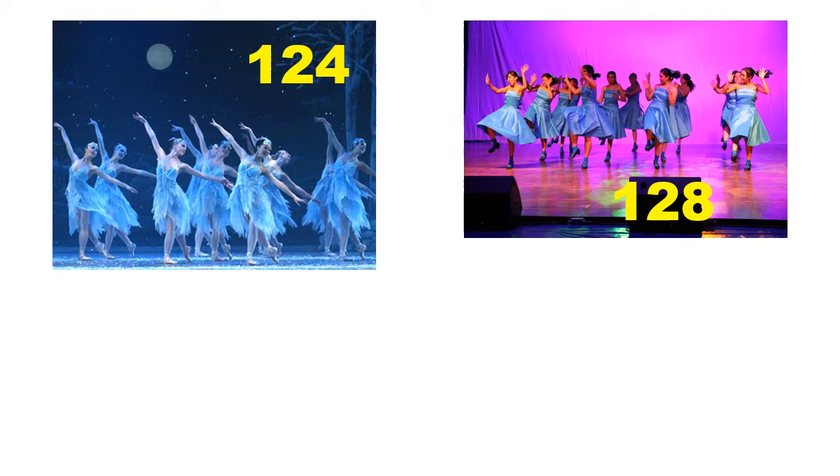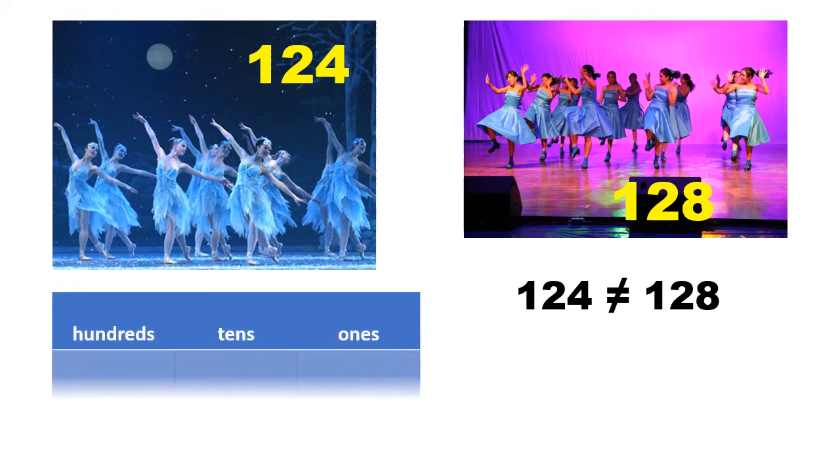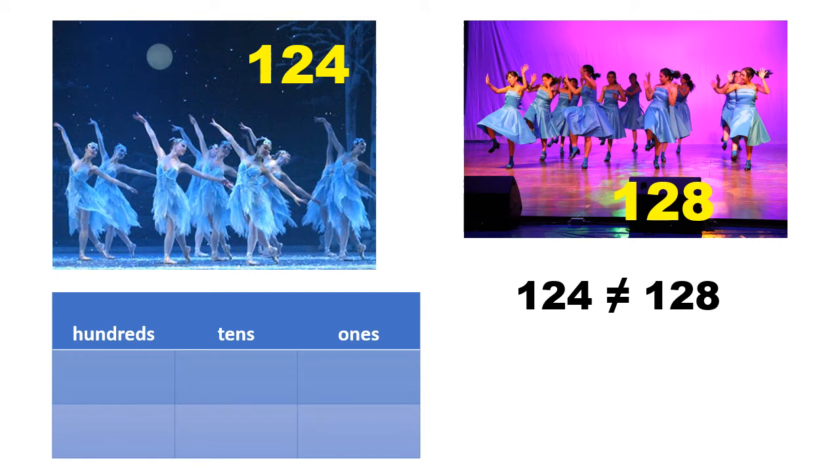So if we look at those two numbers, we know that 124 does not equal 128. So how are we going to compare these numbers? One way to do this is to create yourself a comparing chart with your place values. So we have ones, tens, and hundreds in this chart. And we're going to go ahead and put both of these numbers into the chart. So we're going to start with 124, 1 in the hundreds, 2 in the tens, and 4 in the ones. Then we'll put 128 into the chart, 1 in the hundreds, 2 in the tens, and 8 in the ones.